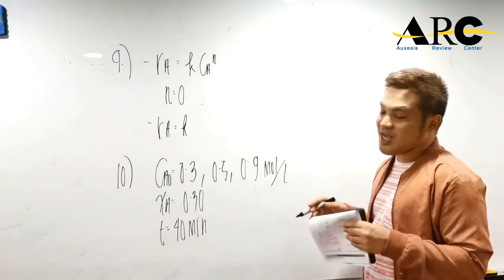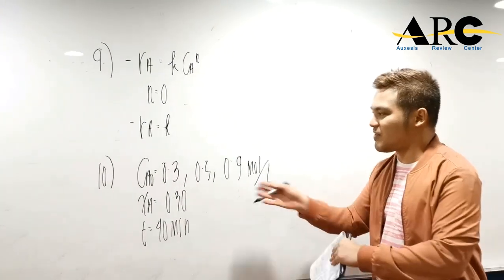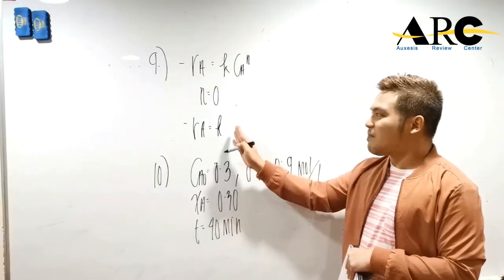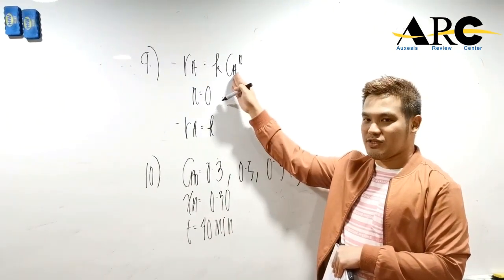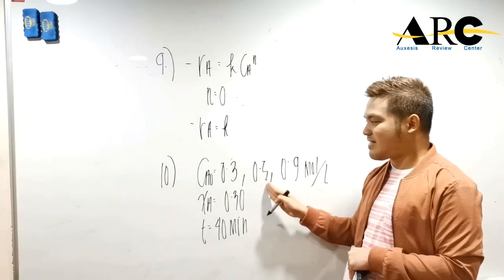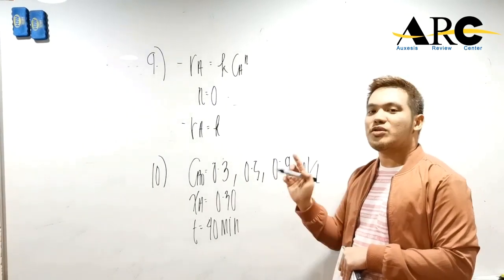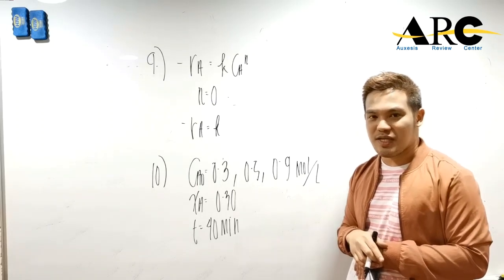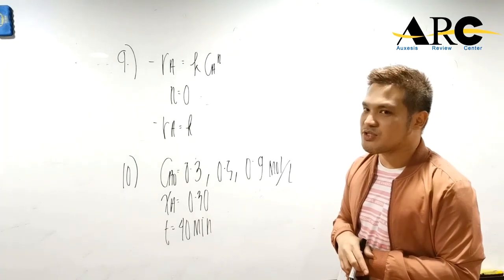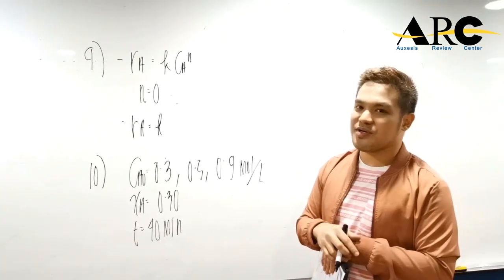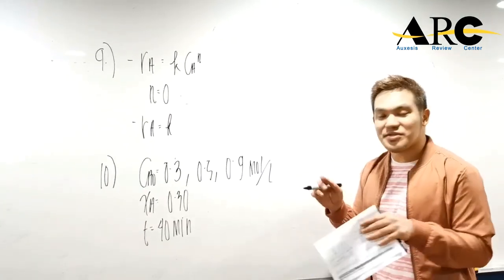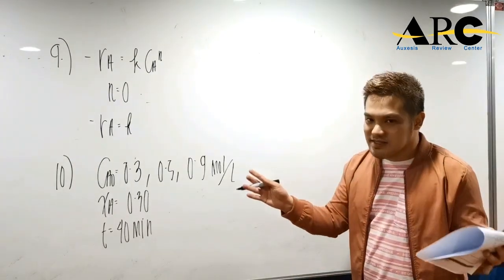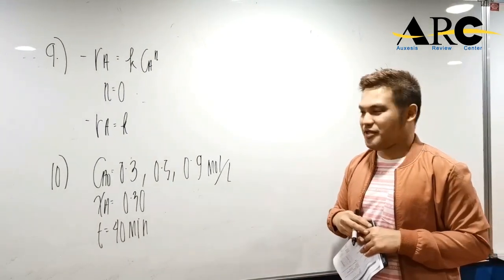So marami nagsasabi, zero order yan kasi independent sa concentration. Pag sinabi natin zero order, independent sa final concentration CA. Ang given sa atin ay initial concentration. So, huwag niyong kakalimutan, kapag independent sa initial concentration, ang order ng reaction natin ay first order. So, bakit kaya first order? Try natin i-derive yung formula ng first, zero, and second order.